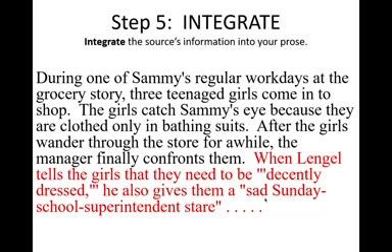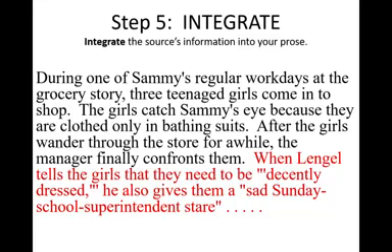But then when I come to sad Sunday school superintendent stare, that phrase is not in quotation marks in Updike's story because it's something that Sammy is thinking. So I don't need the double quotes here. I just need regular quotation marks. And using correct punctuation is an important part of integrating quoted material into your prose.